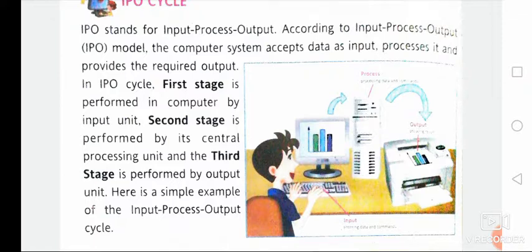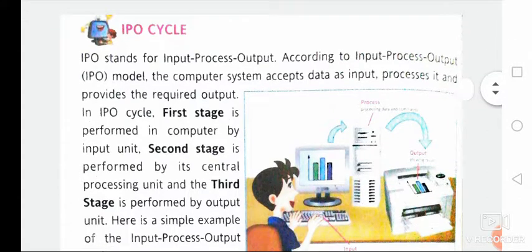See, in this picture we are taking a printout from the computer. Step 1, we are giving the data. We are entering the data using input devices. Then second step is processing. Processing means that input data is processing through the CPU. Then finally we are getting the printed output through output device printer. Okay, this is the process cycle of IPO, input, process, output.